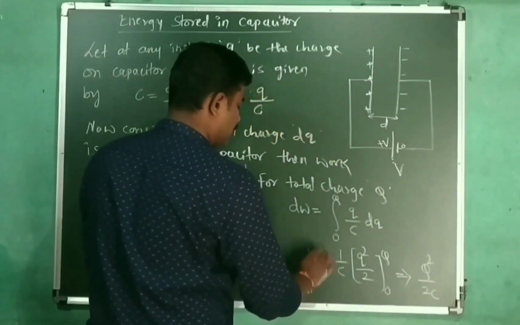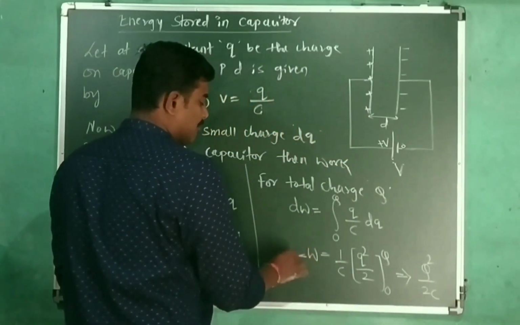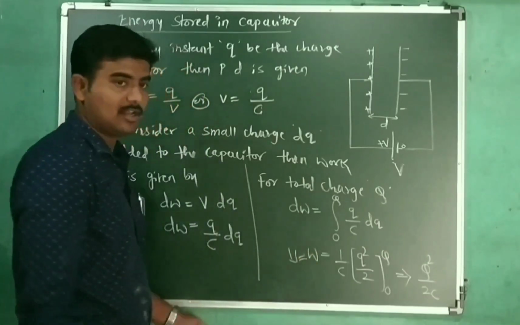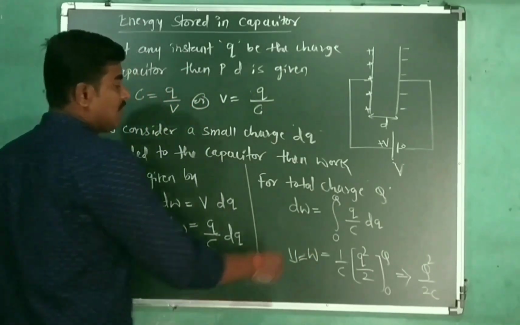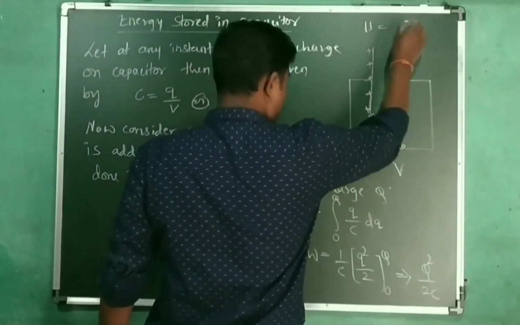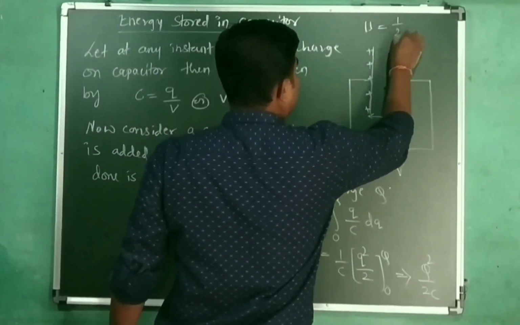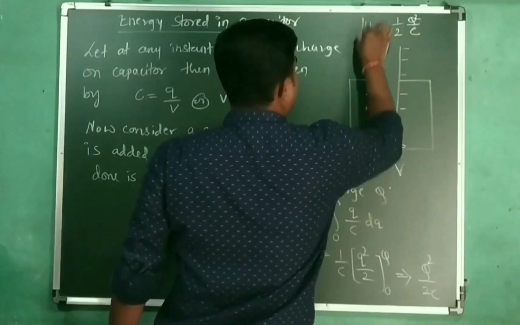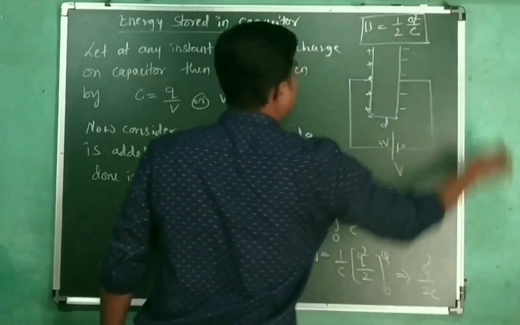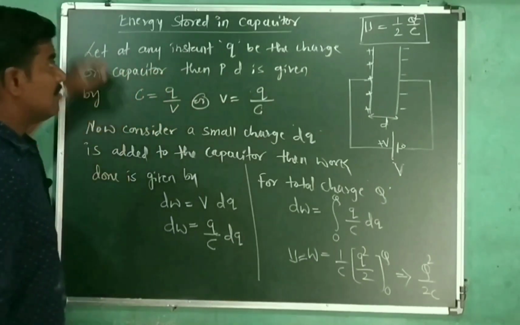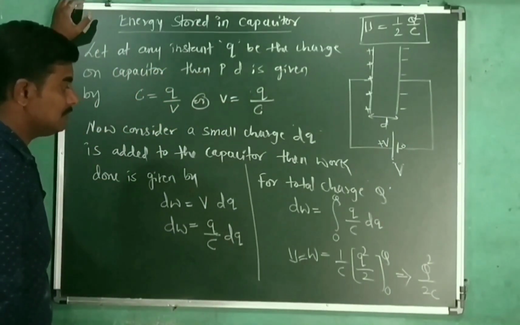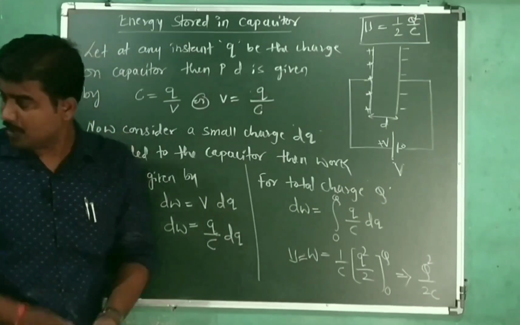What is it? W is equal to Q square by 2C, and this W itself is what? U, because work done is stored as energy, electrical potential energy. Therefore the formula is going to be U is equal to 1 divided by 2 Q square divided by C, or Q square divided by 2C. This is the formula for energy stored in capacitor. Note down the formula.